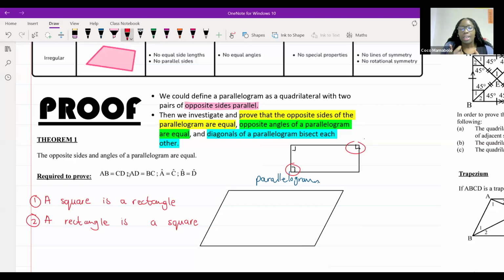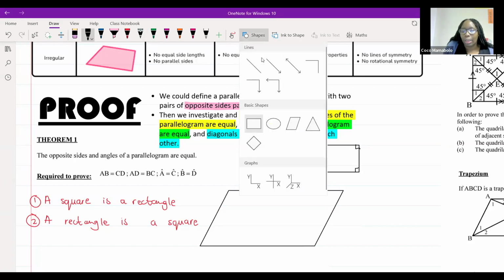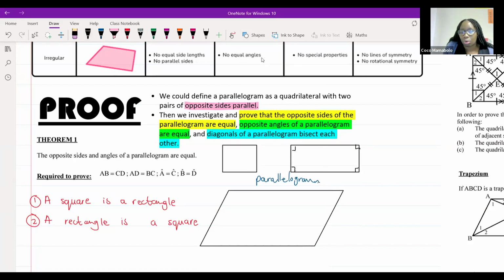Let's talk about it. Sally says number two is false. Michael also says number two is false. Do you guys want to explain to me why it's false? Remember, the defining quality of a rectangle is that they have 90-degree angles. But a square also has 90-degree angles in the corners, right? But what is the defining quality of a square?